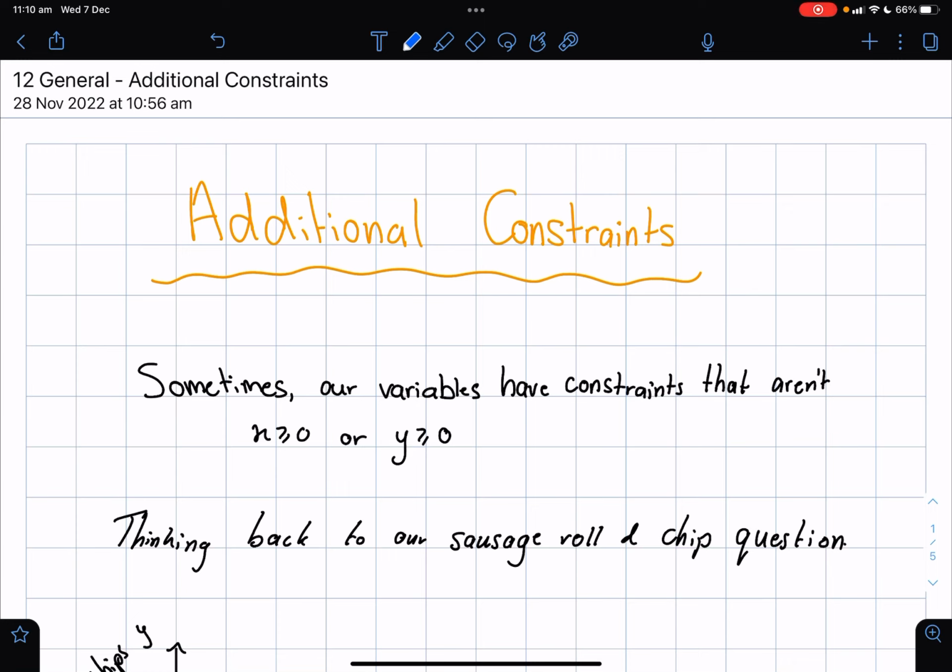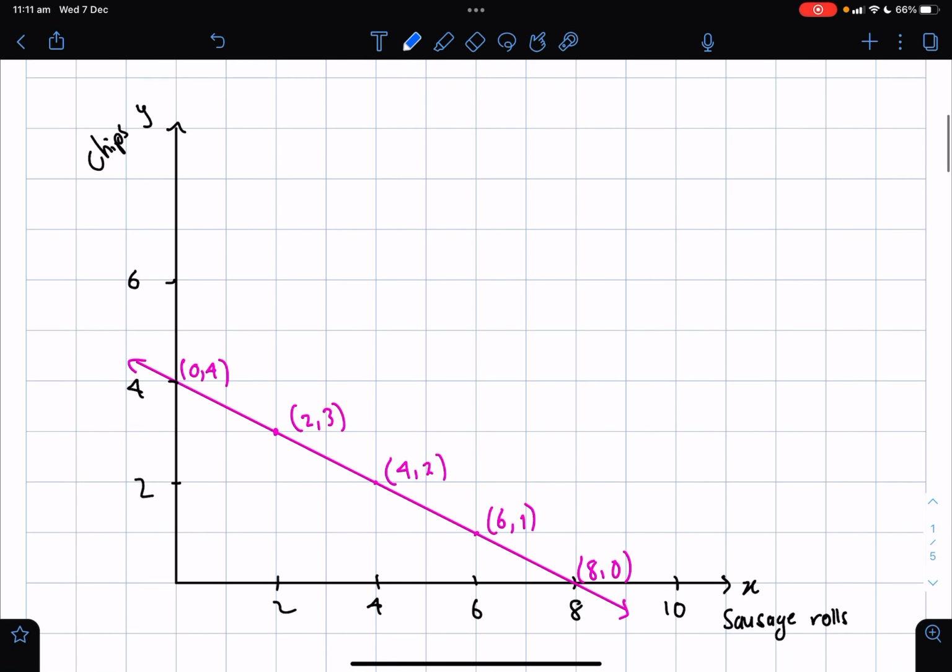So again, continuing on with our linear modeling unit, we're going to start looking at additional constraints. So we just practiced shading our feasible regions with a couple of constraints, usually our x and our y are greater than or equal to 0, but that might not always be the case. So what we're going to do, we're going to think back to our sausage roll and chip question. So I've just put it back here as a bit of context.